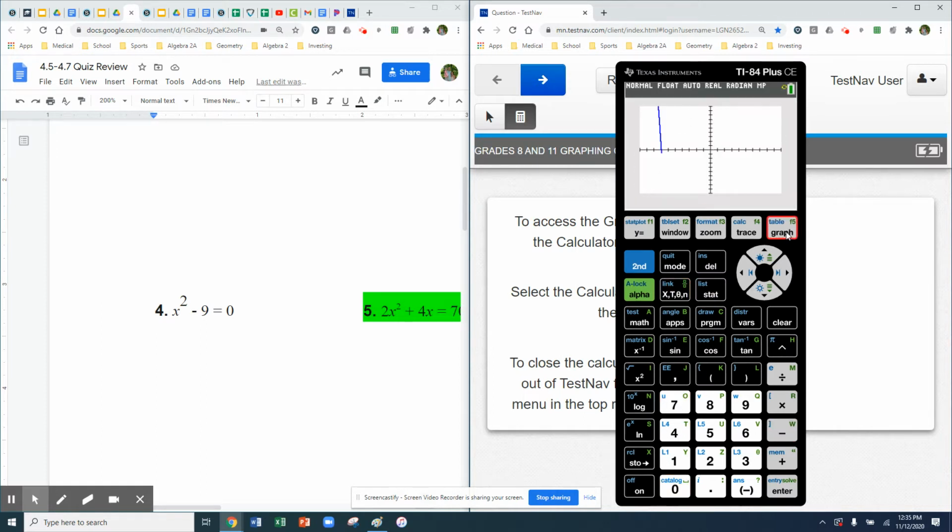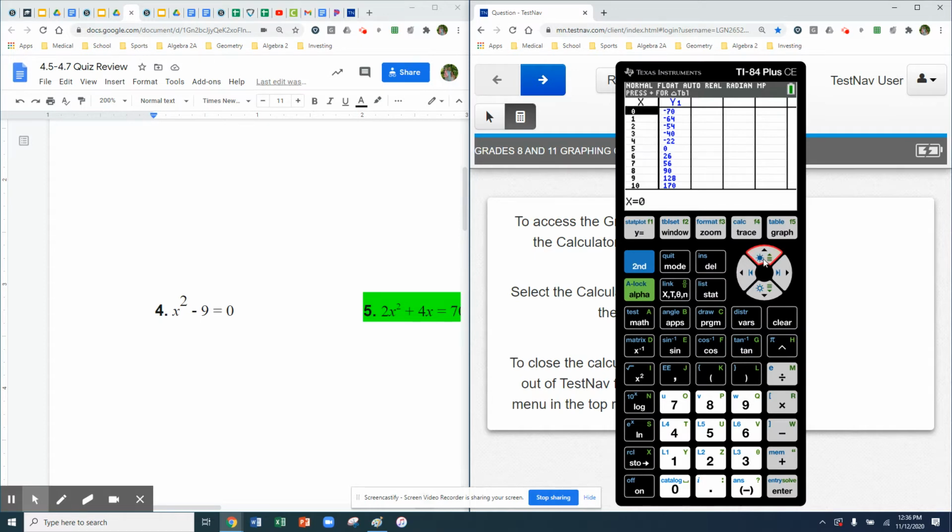Then you can hit graph. If your graph is not 10 by 10, like maybe you're trying to find a vertex in a big problem, you're going to hit zoom 6 to get back to that standard window so you can start to see where your zeros are. So a couple ways we can find the zeros. You can go to your table, second table, and then find out where y is equal to 0. So there's one right there. So one of my solutions is 5.